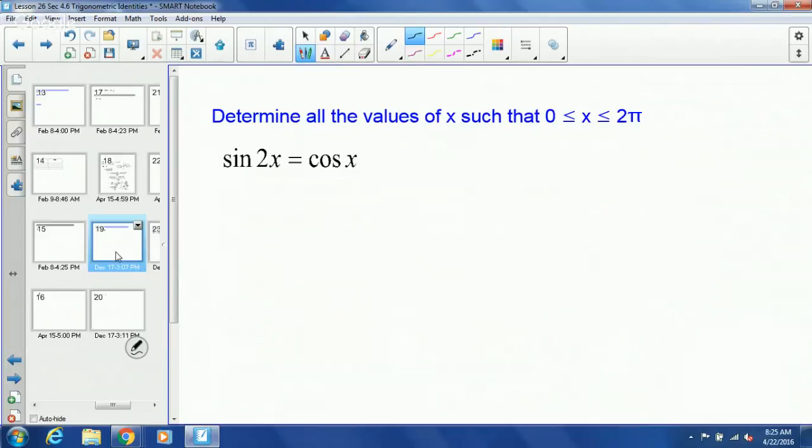Well, before when we were doing these, if I gave you sine of 2x, you would have been stuck, okay? But now what can I do with sine of 2x? Isn't that a double angle formula? And what did we tell you that's equal to on your sheet? Go back and look, what is that equal to?